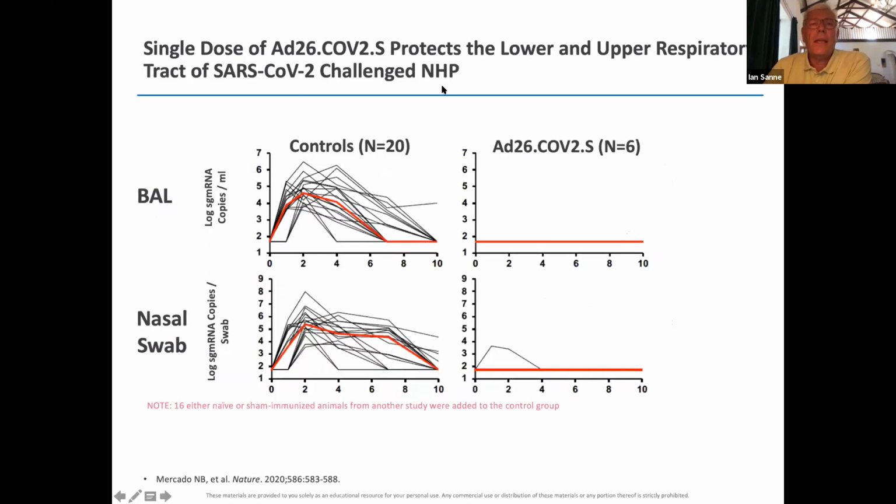So then there were challenge studies undertaken, and you'll notice on the left are the controls. The controls outnumber the vaccine animals because in fact they brought some sham immunized animals from other studies together to ensure that the curve was complete. But you'll notice that the adenovirus 26 CoV-2 protein vaccinated animals, when they were challenged, in fact had protective immunity both in the lower and upper respiratory tract.